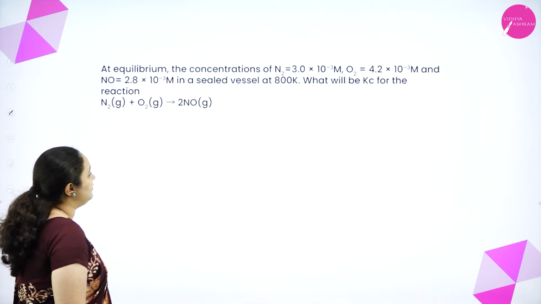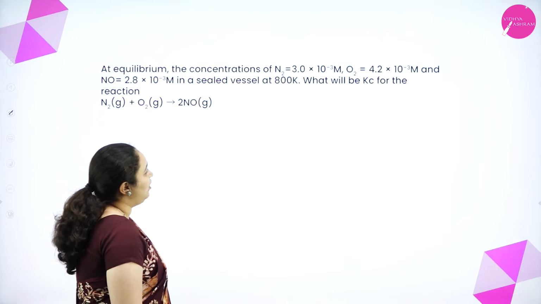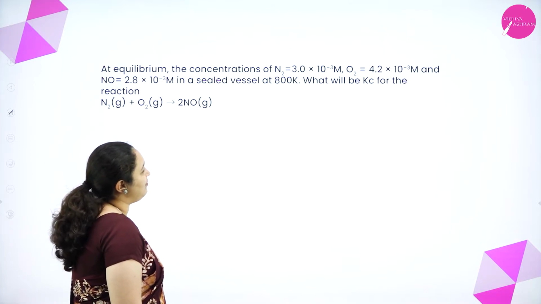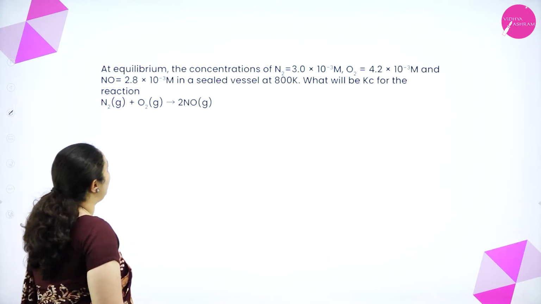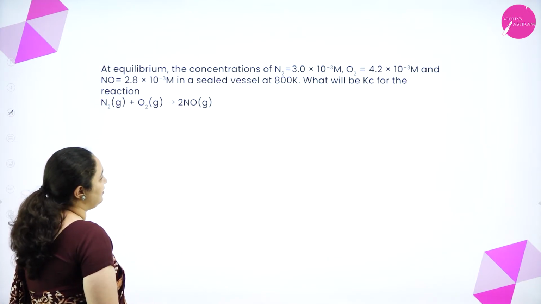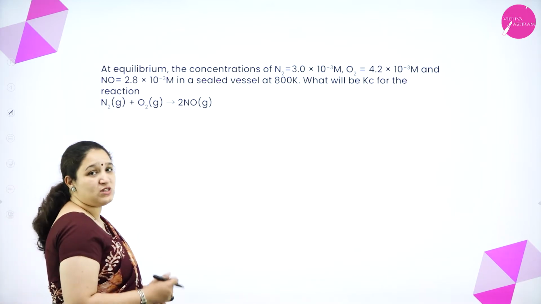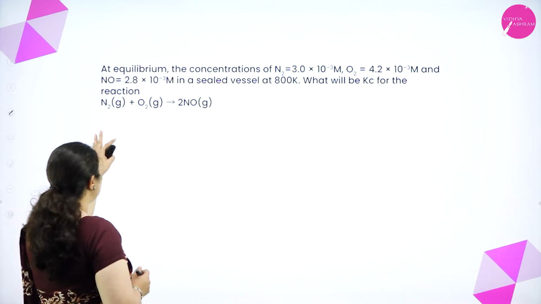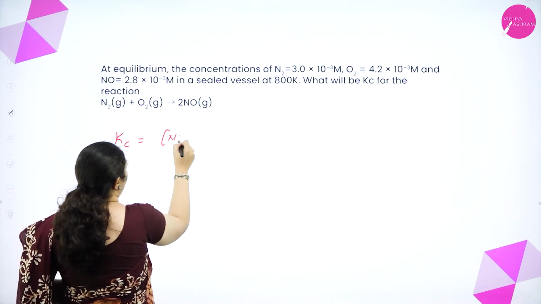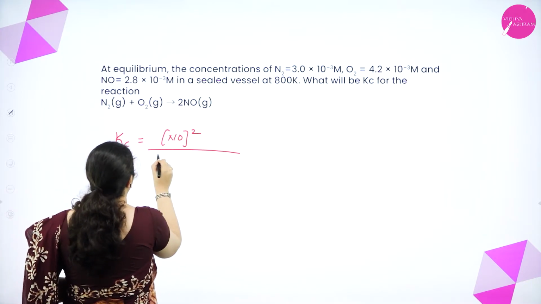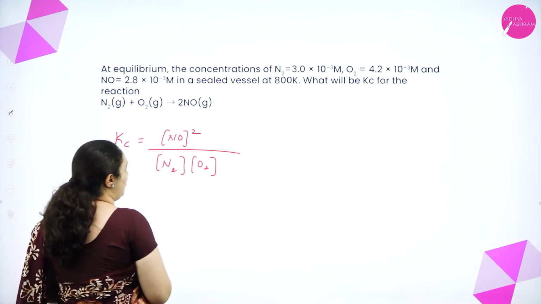At equilibrium, the concentration of nitrogen is 3 into 10 power minus 3 molar, oxygen is 4.2 into 10 power minus 3 molar, and NO, nitric oxide, is 2.8 into 10 power minus 3 molar in a sealed vessel at 800 Kelvin. What is Kc for the reaction? Reaction is given, you are supposed to find out Kc. So first we will write the Kc expression, that is nitric oxide to the power 2 divided by molar concentration of nitrogen into molar concentration of oxygen.